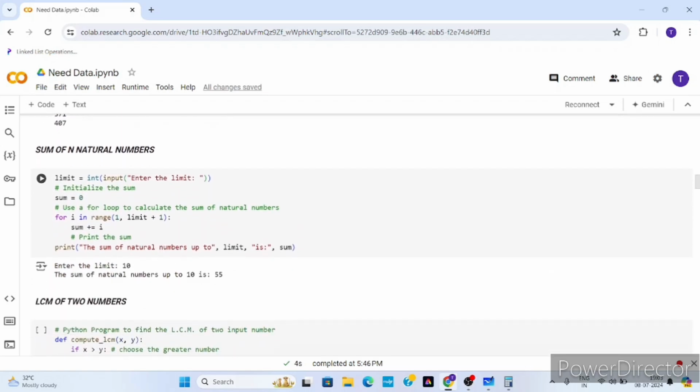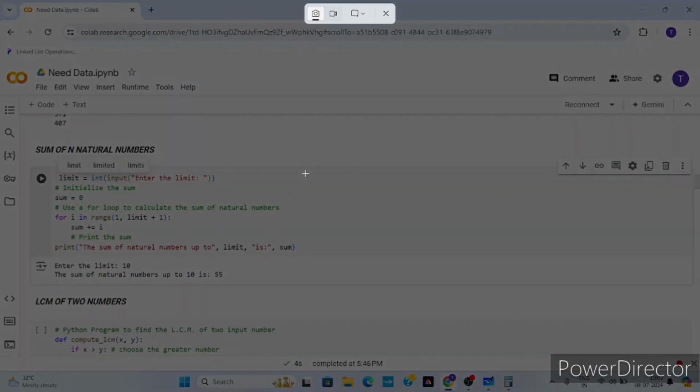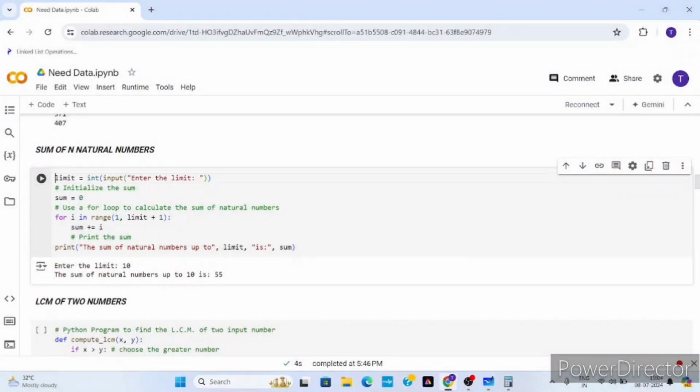Next, sum of n natural numbers. Sum of n natural numbers means we are going to add the numbers until it reaches the n value. So let's take the limit as 10 and the sum as 0. The range is 1 comma limit plus 1, because we want to go up to 10, so we use the plus 1 here, and sum equal to sum plus i.